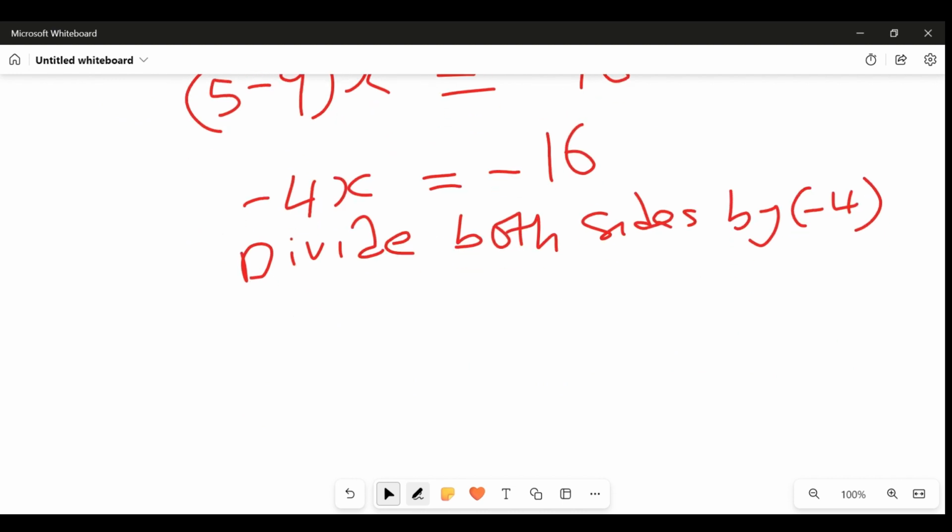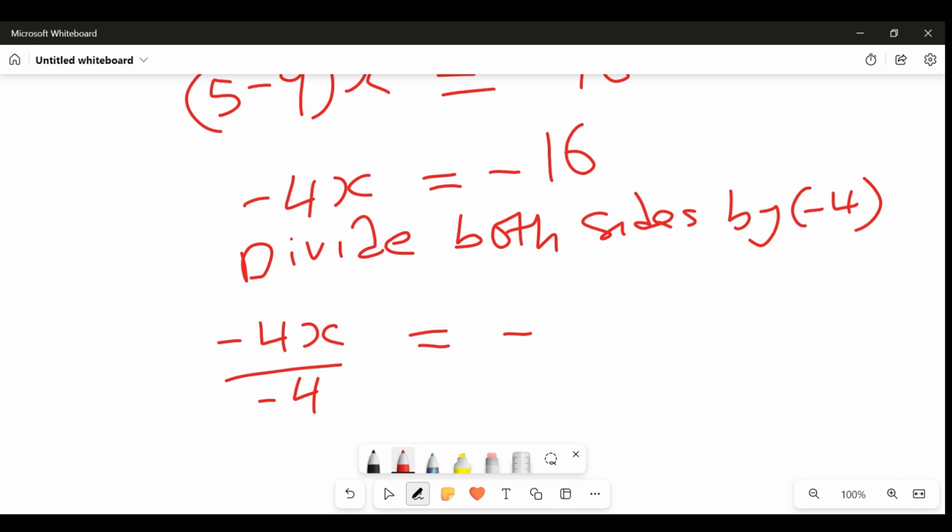What will you have? This we then turn to minus 4x divided by minus 4 equals to minus 16 divided by what? Minus 4. All right, minus cancels minus. 4 here 1, 4 here 4. Okay, minus cancels minus. 4 here 1, 4 here 1.